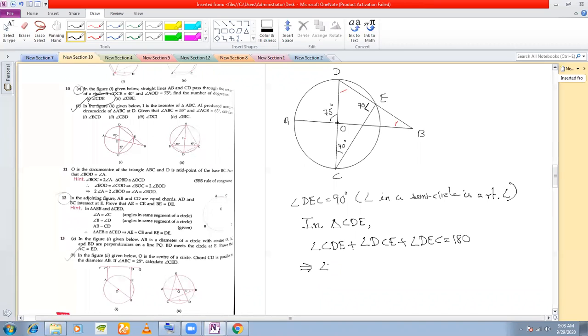That means angle CDE plus DCE is 40, DEC is 90, is equal to 180. CDE plus 130 is equal to 180. Angle CDE is 180 minus 130, which is 50 degrees. So you found out this angle to be 50 degrees. Okay, mark it with a pencil, 50 degrees. We might require it.